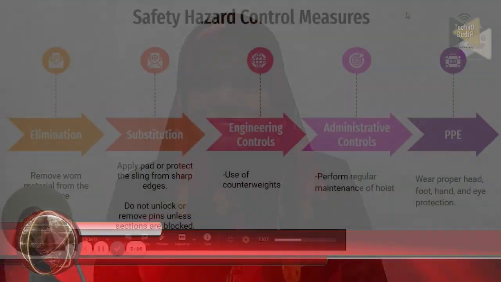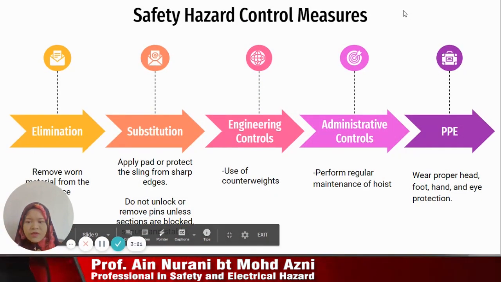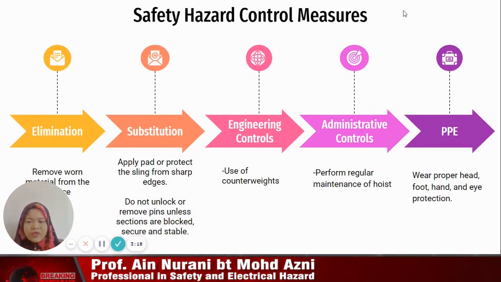Yes, Reporter Wong. And for safety hazard control measure, for elimination, we must remove the one material from the device. For substitution, apply pad or protect the sling from sharp edges. For engineering control, use of counterweight and administrative controls, perform regular maintenance of hoist, and for PPE, wear proper head, foot, hand, and eyes protection.